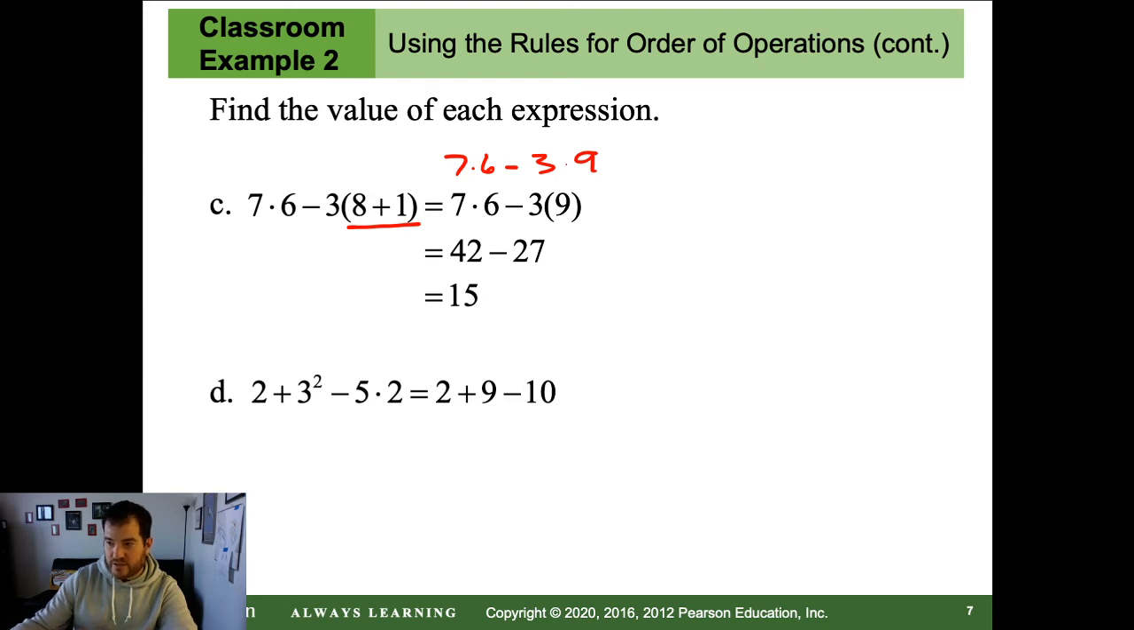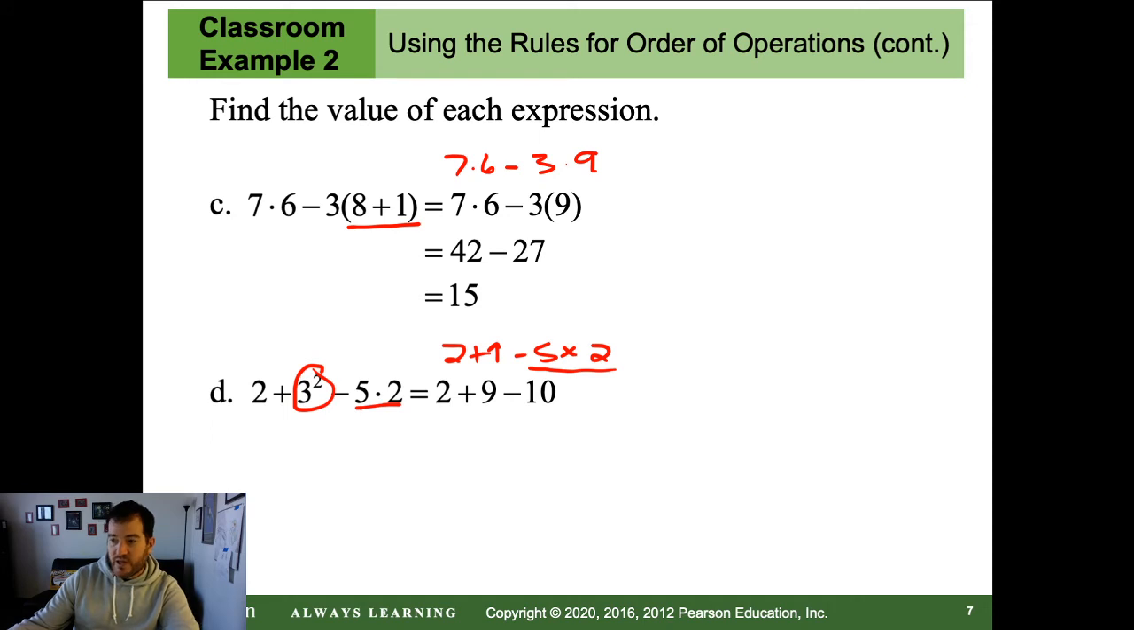Exponents first, right? So all they did was they did this part first, and then they actually did this part together too. Totally fine. I would have taken the next step to do 2 plus 9 minus 5 times 2. Recognize that this is going to be your next thing. Now here, again, addition, subtraction, left to right. So you don't want to do 9 minus 10 first.